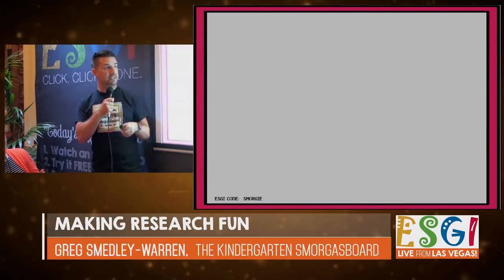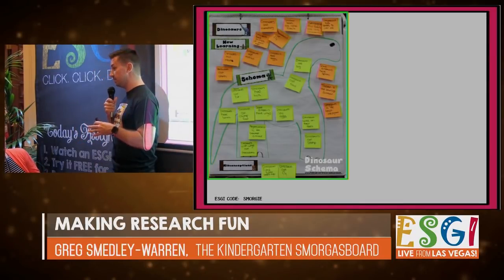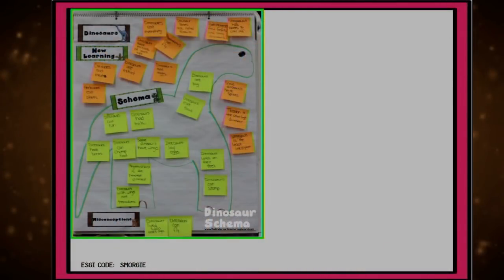So all of our research projects start with schema maps. And this is something I've been doing for a couple of years, so it's fairly new to our classroom. They're very similar to what a KWL chart would be, but with the schema map, we start off with our schema, which is what the kids already know. And so when the kids share their schema, whatever they share with me about dinosaurs goes on a Post-it note and it goes on our schema map.